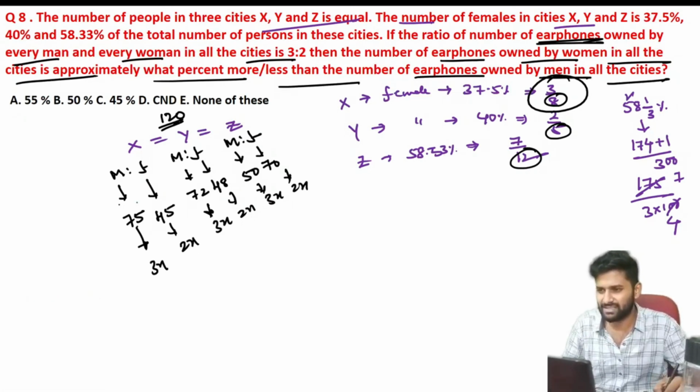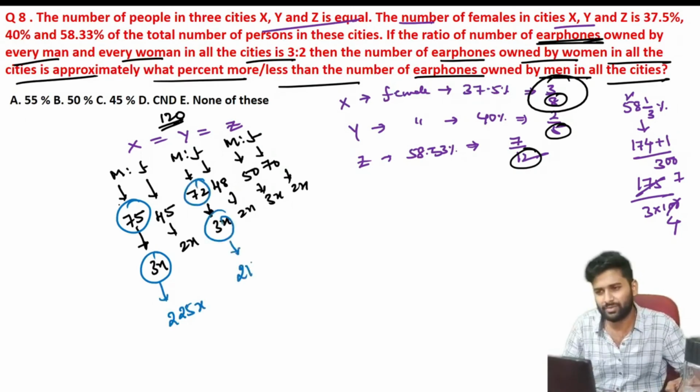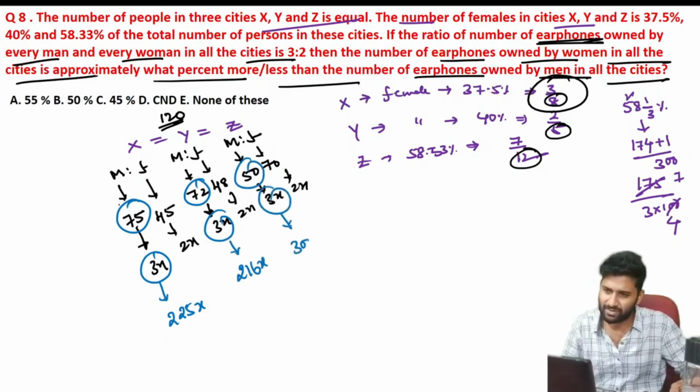See, check the men data here. 75 is multiplied by 3. Total value is exactly equal to 225x. 72 is multiplied by 3x. Overall value becomes 216x. 50 is multiplied by 3x. Total value is equal to 300x.